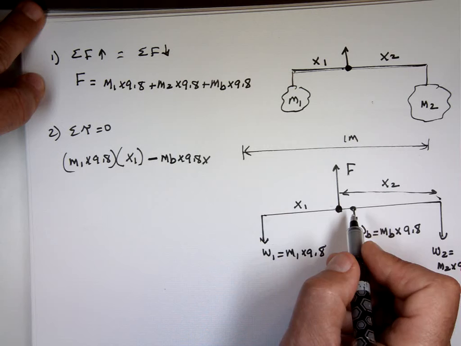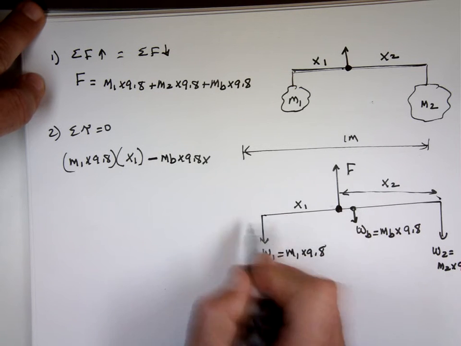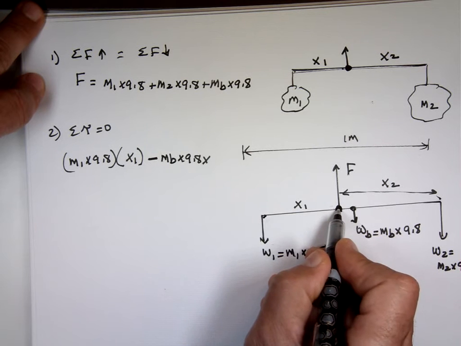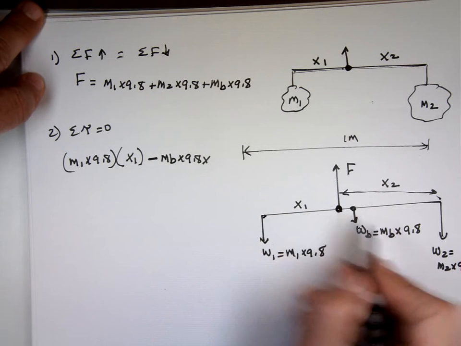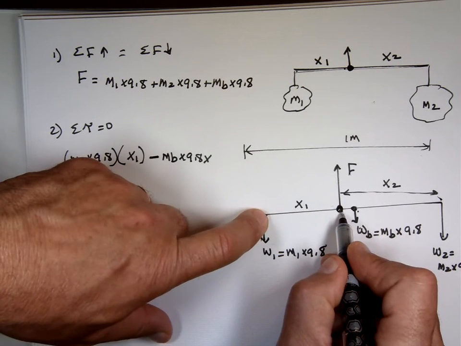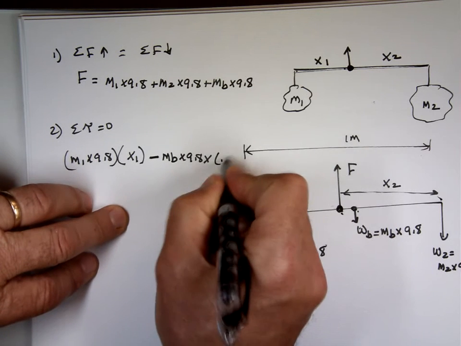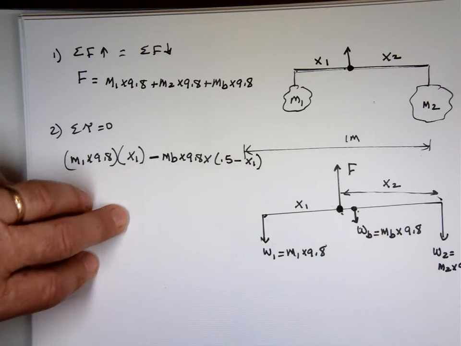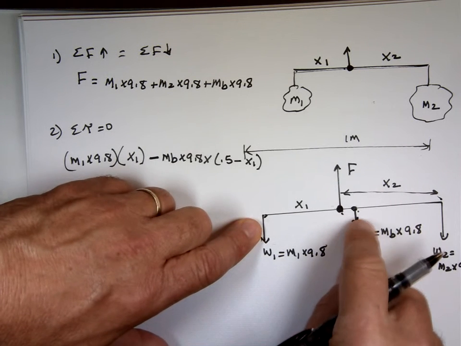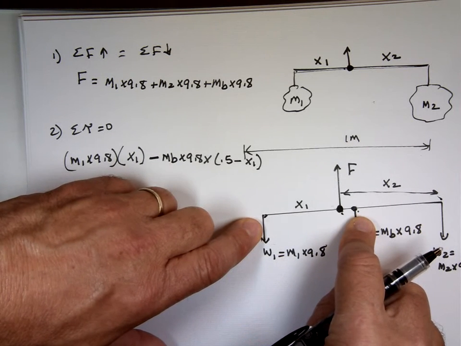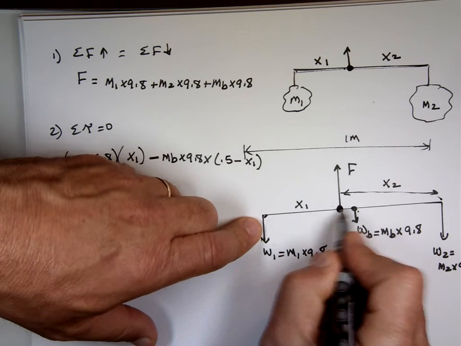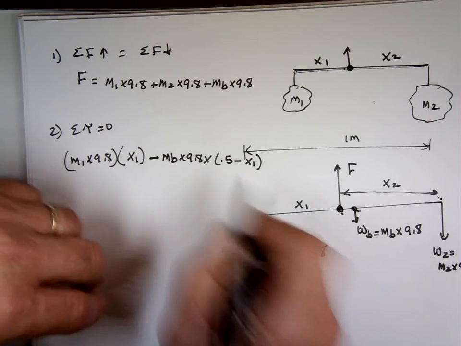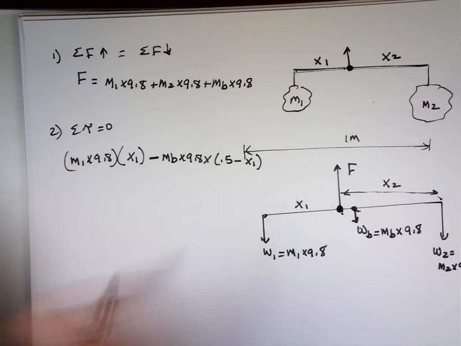Okay, let me rephrase the question. What's the distance from here to there? 0.5. Subtract from it this distance, which is what? So it's this distance minus that, isn't it? So it's really 0.5 minus x of 1. Because the beam is 1 meter, this is halfway through. That's 0.5. I want the distance from here to there, not to this point, to this one. So it's 0.5 minus x of 1, because that's x of 1.